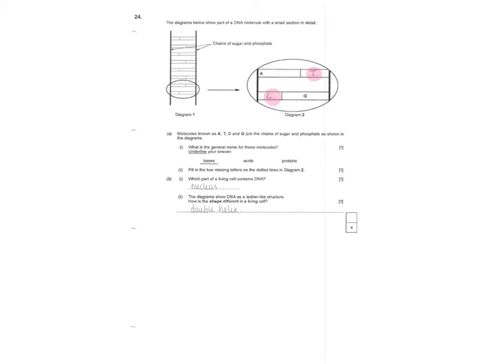Which part of a living cell contains DNA? It's the nucleus. And then the diagram shows DNA as a ladder-like structure. How is the shape different in a living cell? It's a double helix.